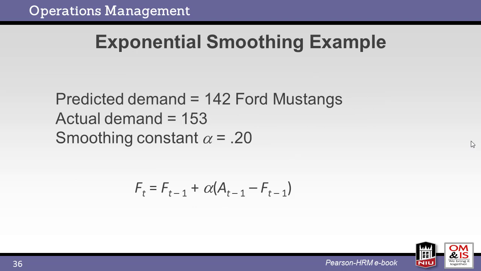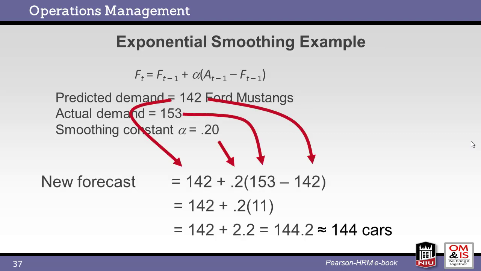In this example, the previous forecast was 142 Mustangs, while the actual demand was 153. With a smoothing constant of 0.20, we have everything we need. Plugging the values into the equation, we get a new forecast of approximately 144 Mustangs.